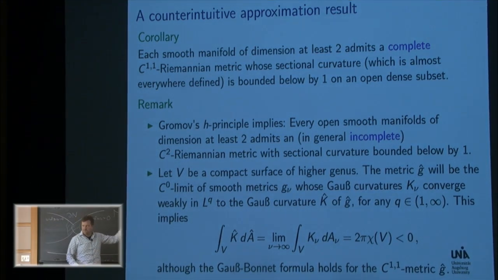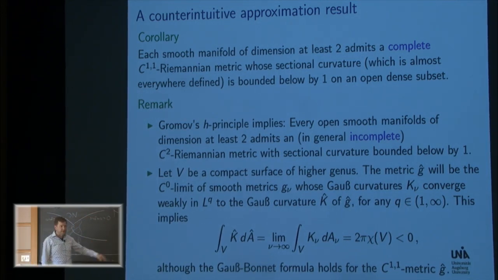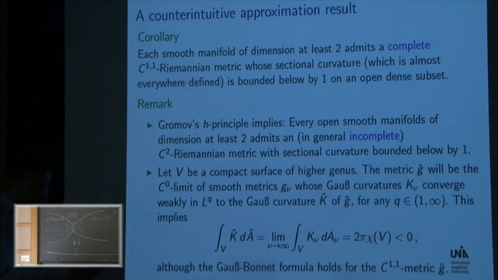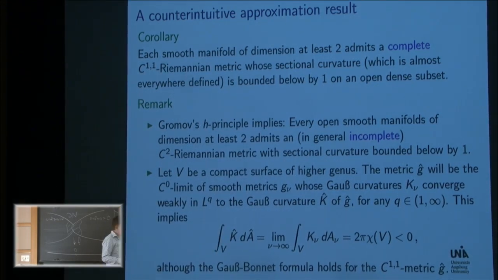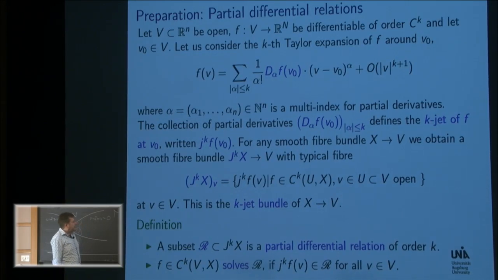So here we have seemingly a contradiction. This is not so good, but there is a fairly direct explanation why this is not a contradiction. So it's bounded below by 1 on an open dense subset. So this is what we have for this metric, for this Gauss curvature K hat. And let me now indicate how we prove that statement.